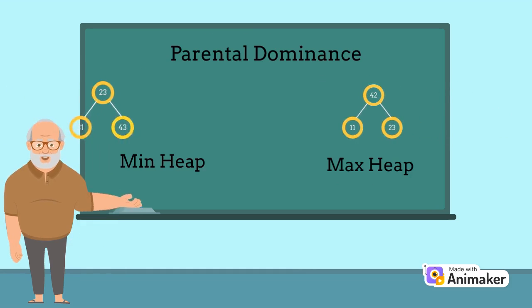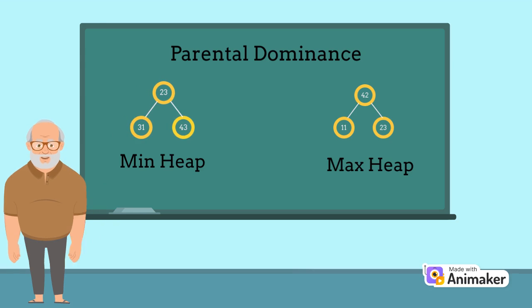Parental dominance. In a min heap, the key present at the root node must be less than or equal to the keys present at all of its children. In a max heap, the key present at the root node must be greater than or equal to the keys present at all of its children.